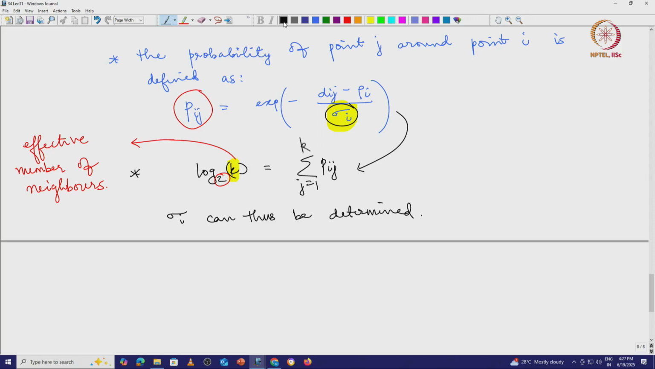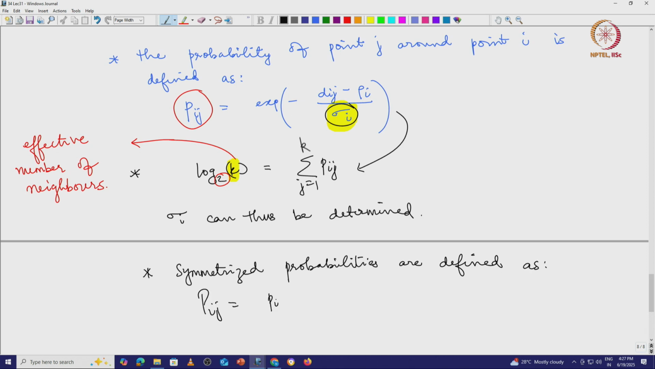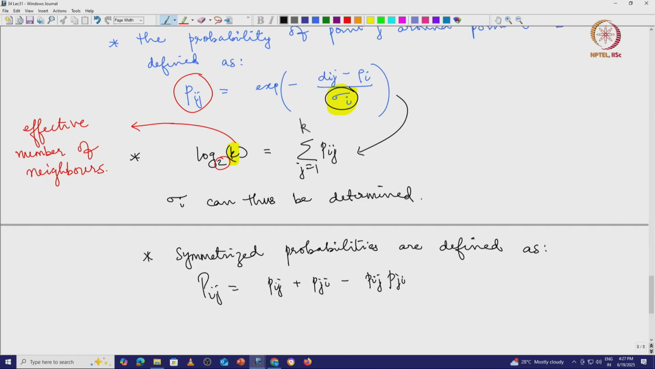So we define the symmetric probabilities, or the symmetrized probabilities, as capital Pij is small pij plus small pji minus pij pji. Okay, so this is how the probabilities are symmetrized, and once these probabilities are obtained, then we have to go to the lower dimensional space.